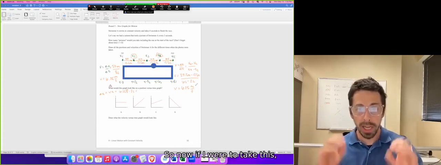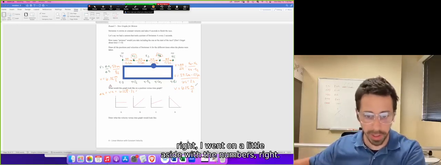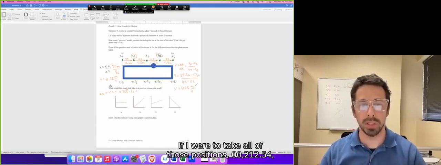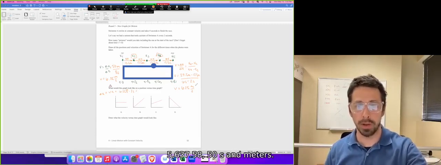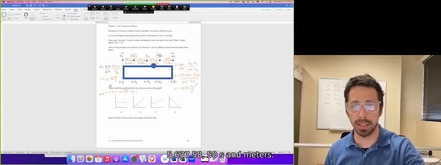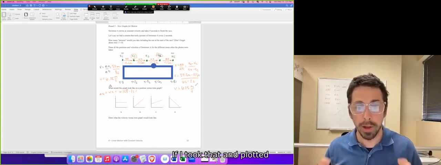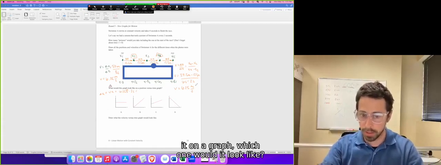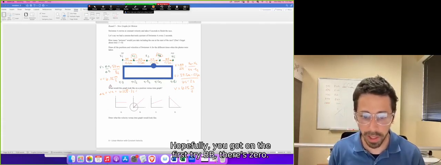So now, we went on a little aside with the numbers, right, but let's get back to the graphs. If I were to take all those positions, 0, 0, 2, 12.5, 4, 25, 6, 37.5, 8, 50, seconds and meters, right? If I took that and plotted it on a graph, which one would it look like? Hopefully, you got it on the first try, it'd be B.